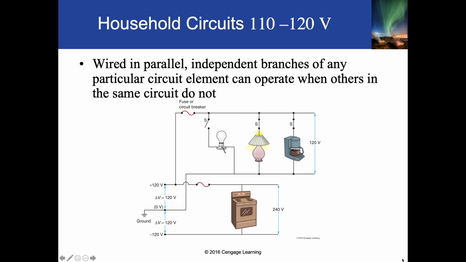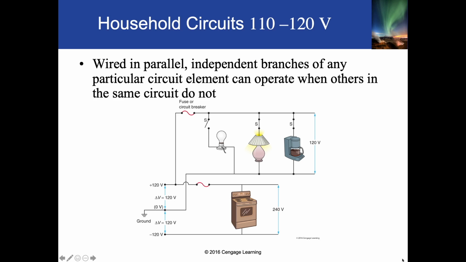All right, so taking a look at household circuits wired in parallel, independent branches of any particular circuit element can be operated when others in the same circuit do not, right? So most of your houses are actually wired in parallel, which makes sense because have you ever had this thing happen where you put too many things on one plug and it just blows out everything in that breaker? You have to go reset the breaker, but it doesn't blow out everything in your whole house. So like the front part of your house doesn't have any power, but the rest of your house still has power. That's because each circuit is on a parallel, right? And so whatever happens, you still have part of it connected to electricity, right?